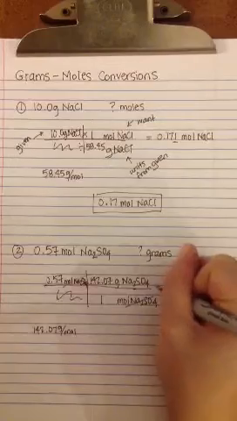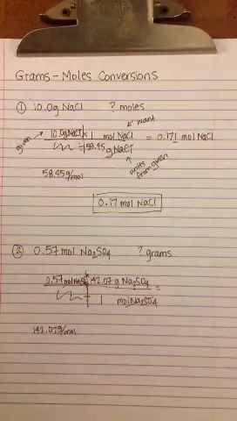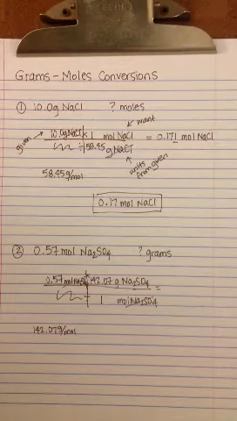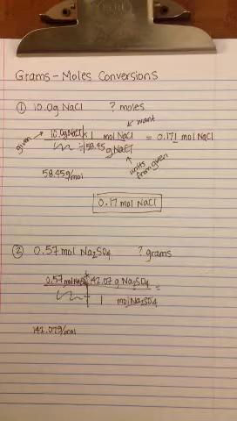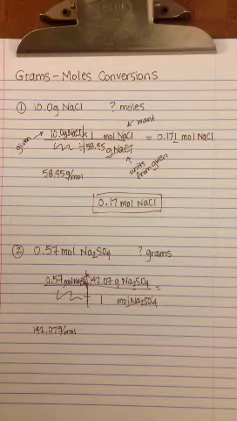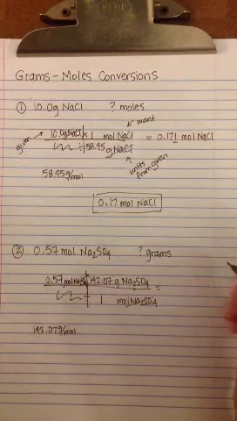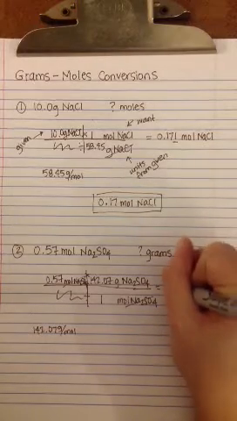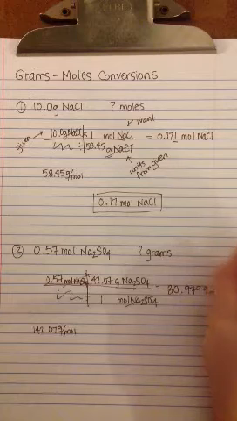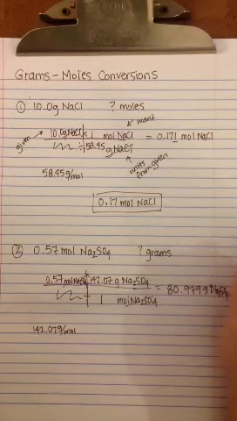142.07 grams. When I do that math out, I'm multiplying the top two numbers and then dividing by the bottom. So I have 0.57 times the molar mass, which is 142.07. And then I'm dividing by 1, which gives you 80.979. Again, I'm keeping 3 numbers at the decimal to decide how I should round. And my units are grams of Na2SO4.